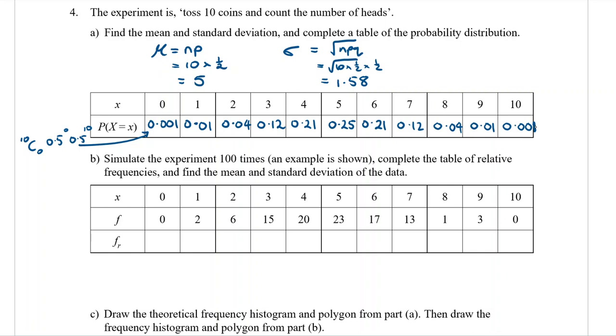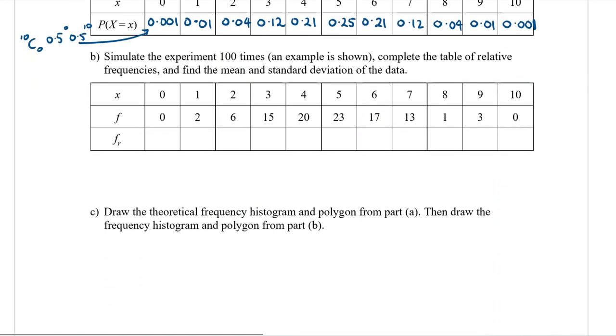It's the frequency divided by the total number of things, yes. So to find this one, how many trials did we do? 100. So whatever the frequency is, to find these numbers in here, you're going to be doing the frequency over 100. So 0 divided by 100 is still 0. 2 divided by 100 is 0.02.